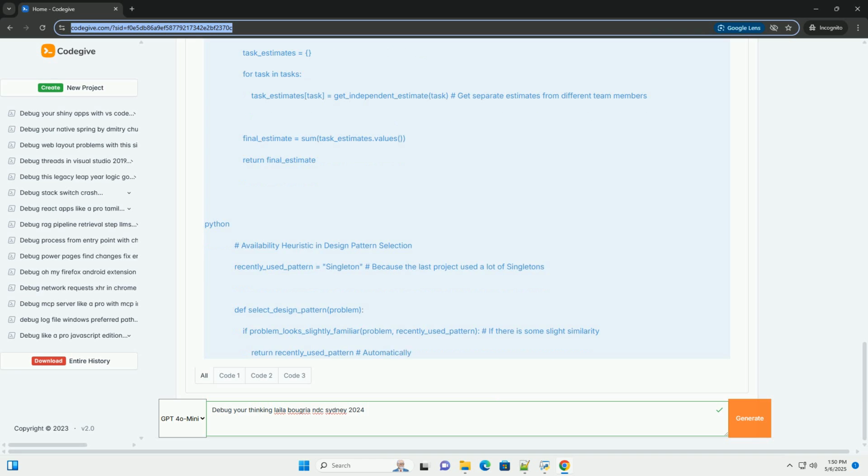Debugging strategy: read widely and engage in constructive dialogue. Follow diverse voices on social media, attend conferences with varied perspectives, and engage in constructive dialogue with people who hold different viewpoints. Code example.